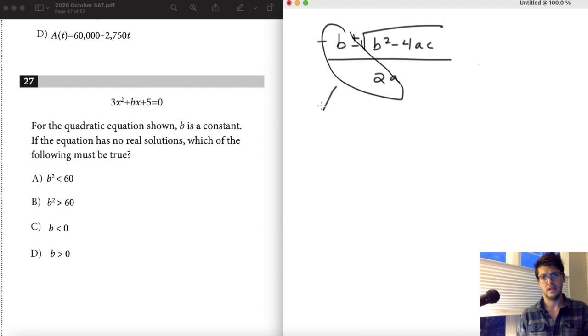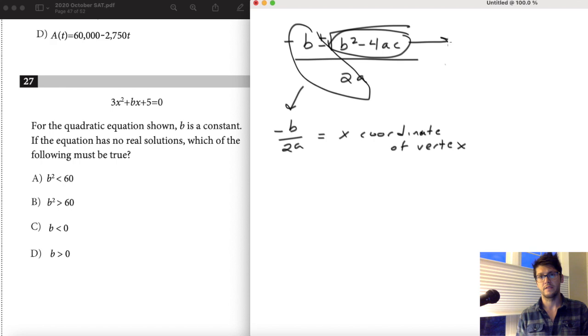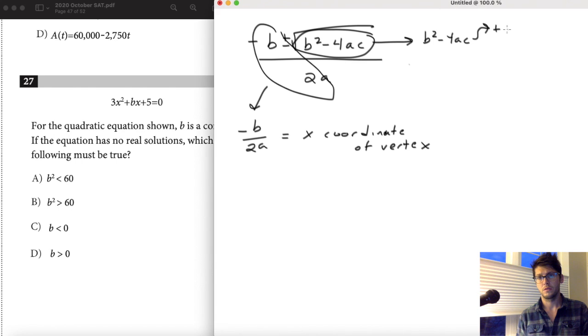That is the x-coordinate of the vertex. Not that important or directly important here. The other piece is the discriminant. B squared minus 4ac. If it's positive, then two solutions. If this is 0, then you have one solution. If this is a negative value, you have 0 solutions.